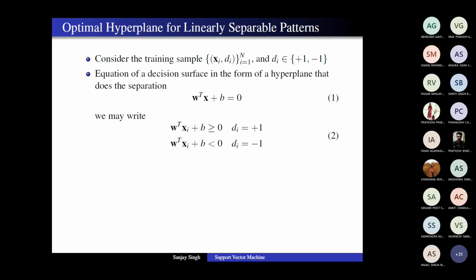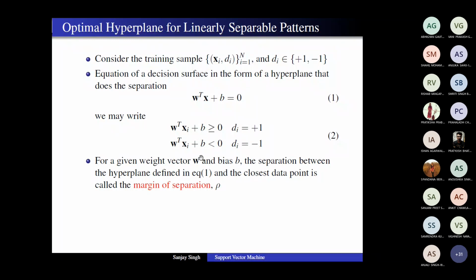Okay. Now, for a given weight vector W and bias b, the separation between the hyperplane defined by this equation and the closest data point is called the margin of separation. We call it the margin of separation between the two. I already explained this during the last class, what we mean by margin of separation. And the goal of SVM is to find the hyperplane for which rho is maximized, that is, the margin of separation is maximized between the two sides. So that is the overall goal.